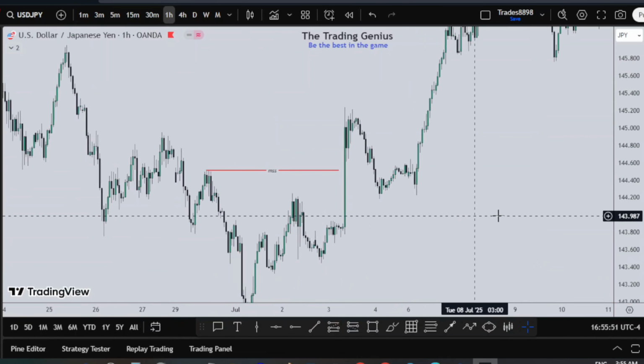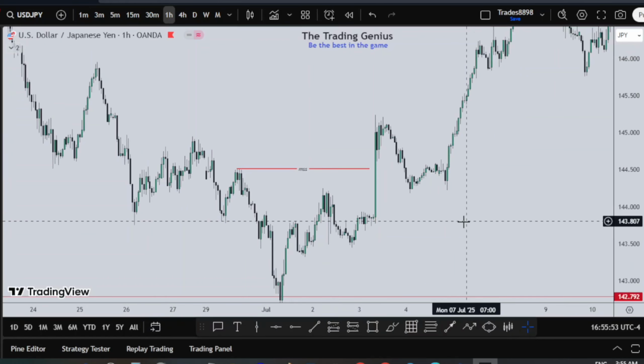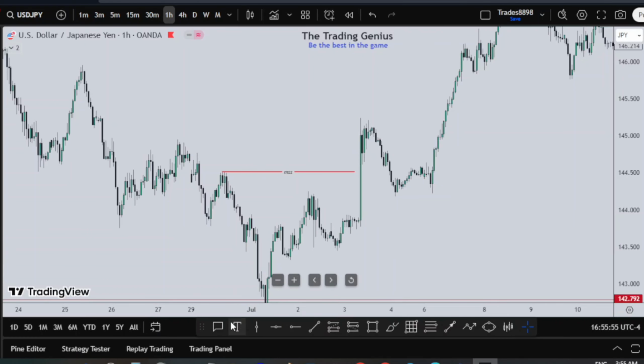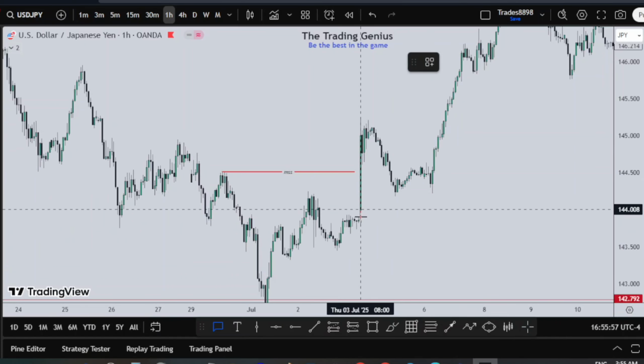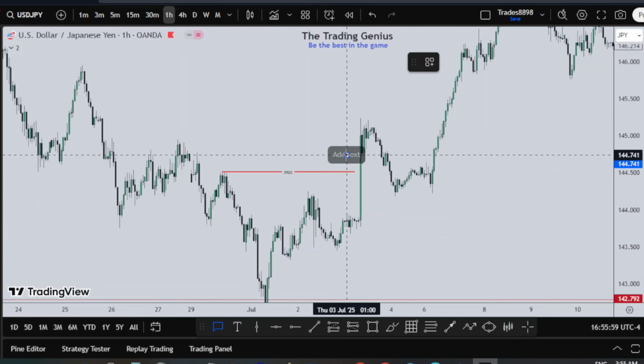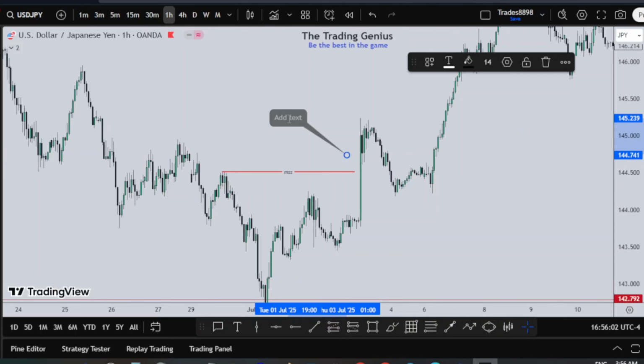market structure shift. This is a really, really strong market structure shift to the upside. As you can see, this really big bullish candle, right? So step by step, price creates a strong bullish candle to the upside, okay?